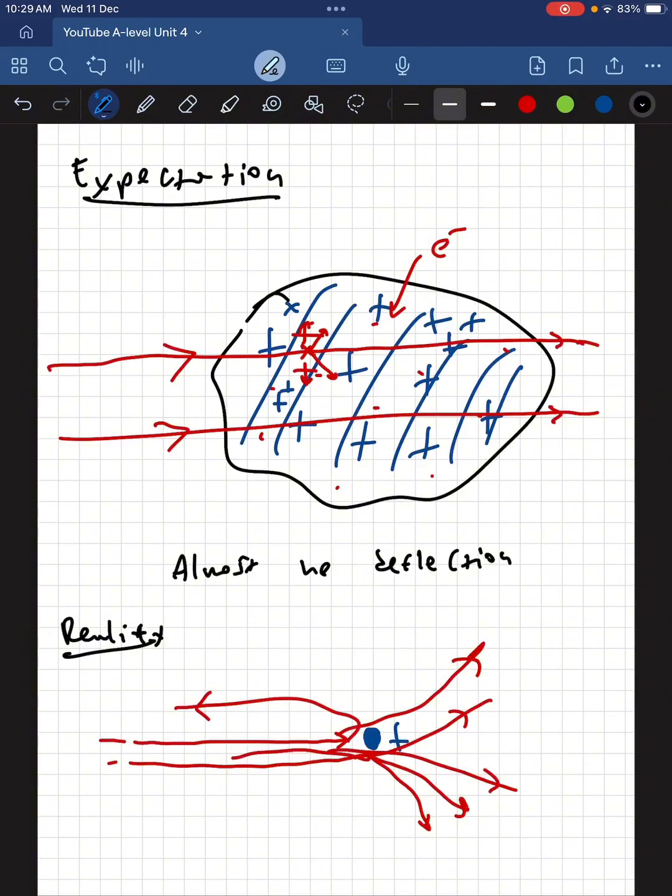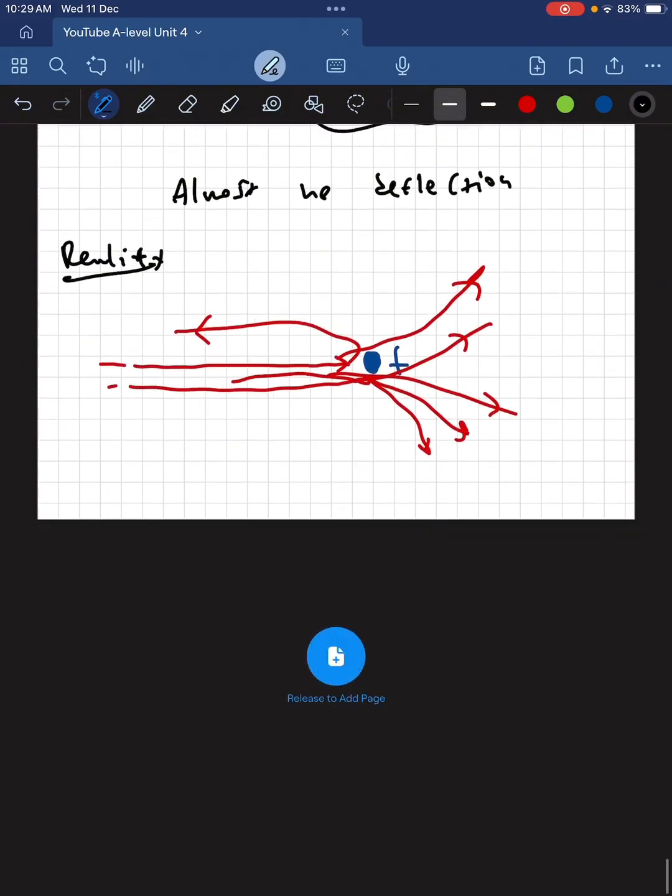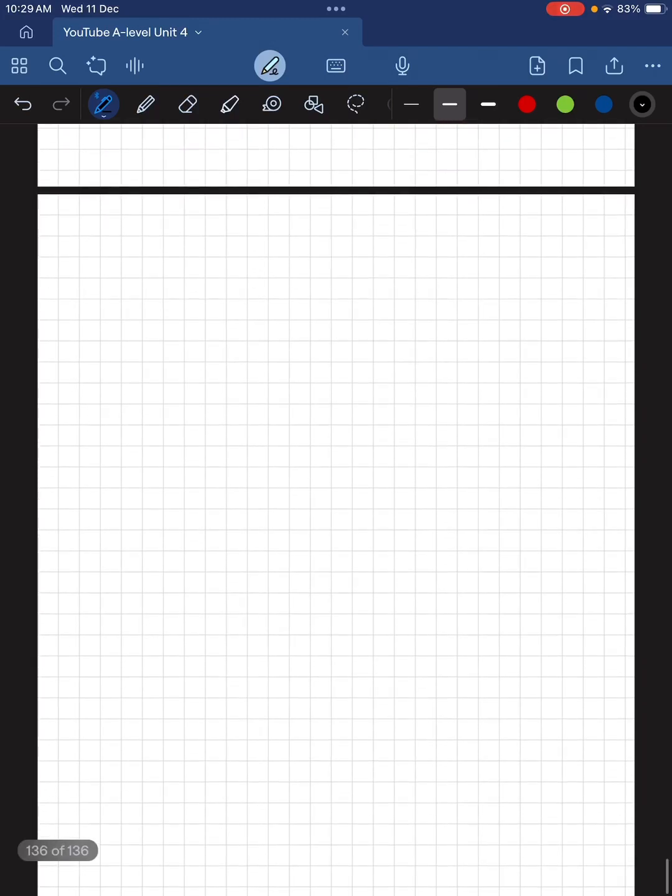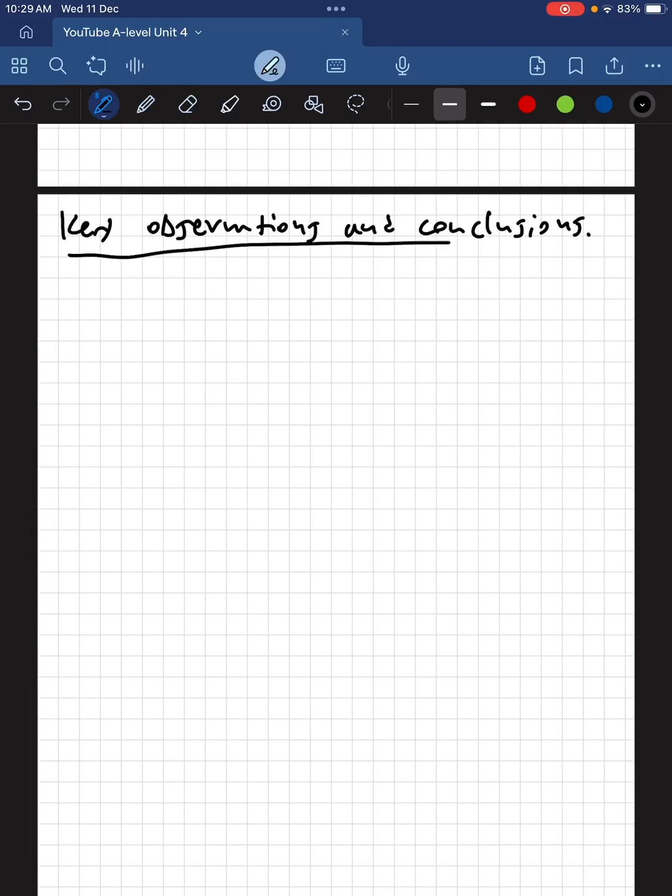Okay, we saw what the expectation was, and we saw what the reality actually is. Now, what are the key observations and conclusions from these experiments and from the simulations we saw? And guys, this is really important. It's asked in 6-mark questions a lot, okay?